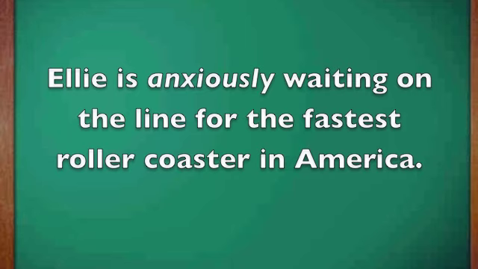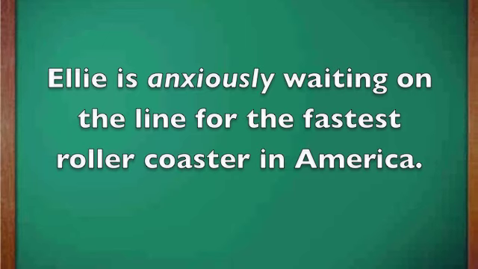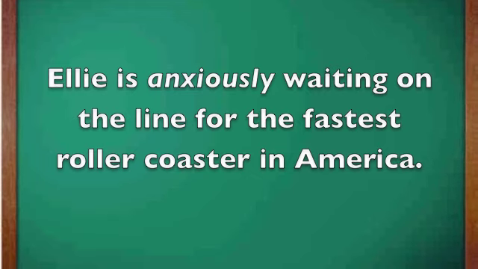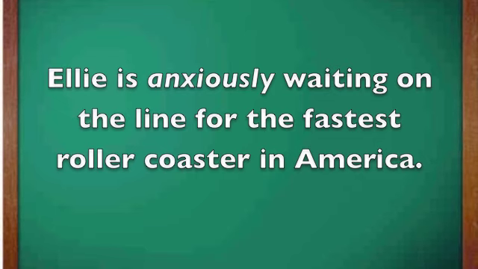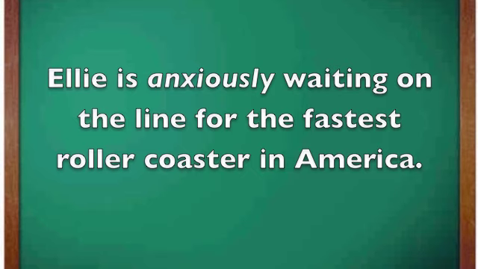For example, if you write a sentence on the board that says, "Ellie is anxiously waiting on the line for the fastest roller coaster in America," the students will be able to read the clues in the sentence to begin understanding that the word anxiously most likely means that Ellie is nervous or apprehensive about riding the roller coaster.